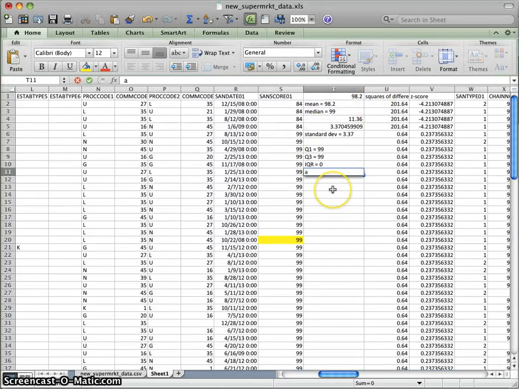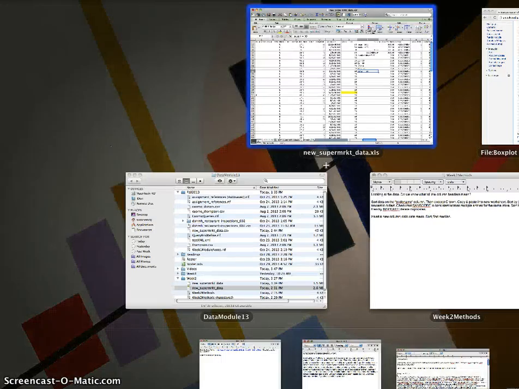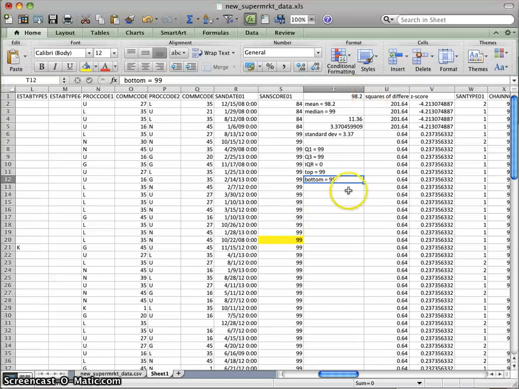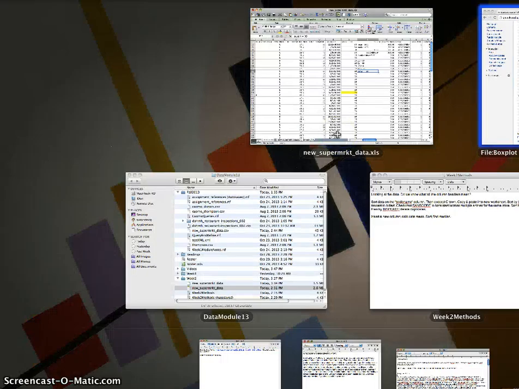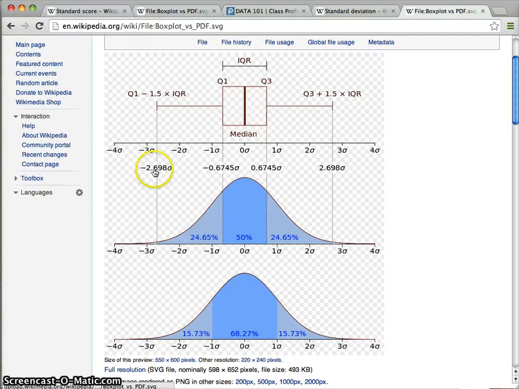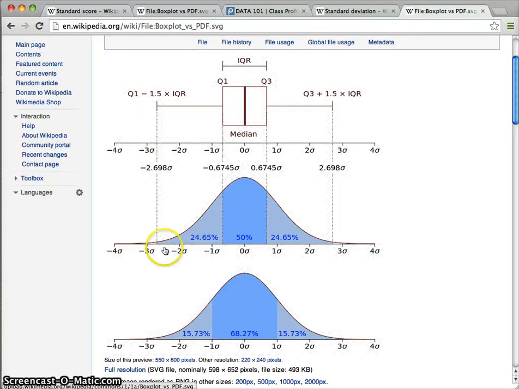Anything multiplied by 0 is 0. So we also know that our top value is 99 and our bottom value is 99. So what does this mean? Well, all it does is reconfirm for us that something that is below that bottom value, which of course our 84s are, is really, really extreme.